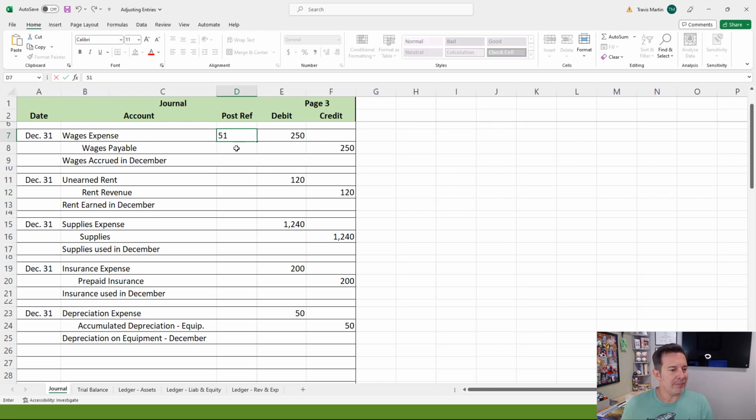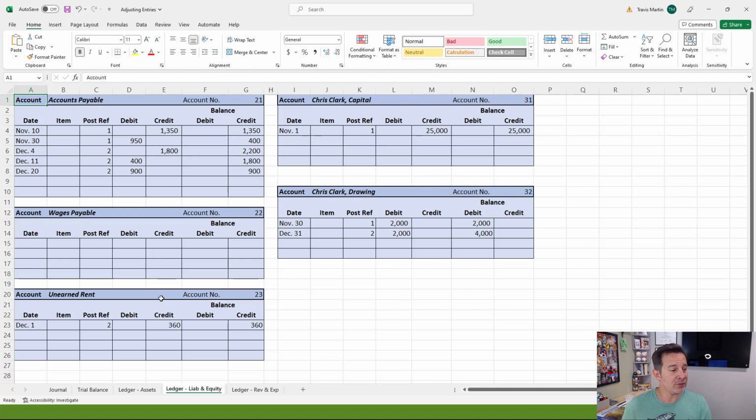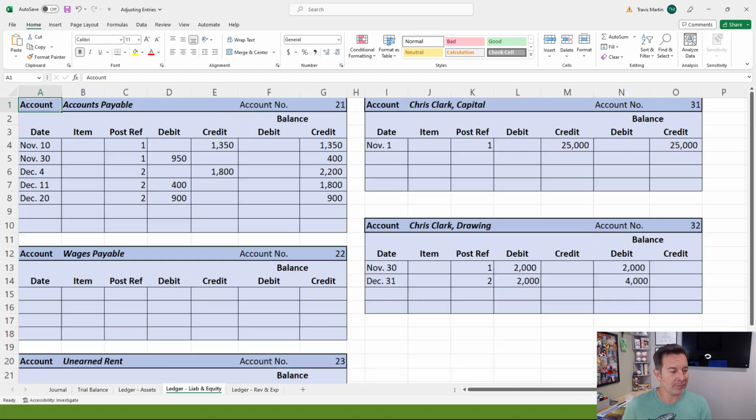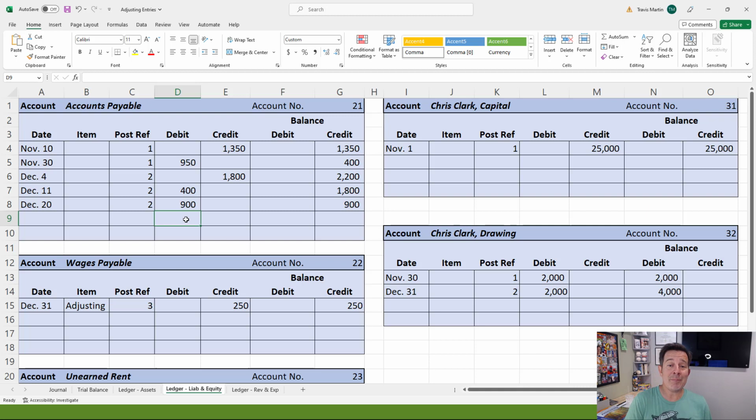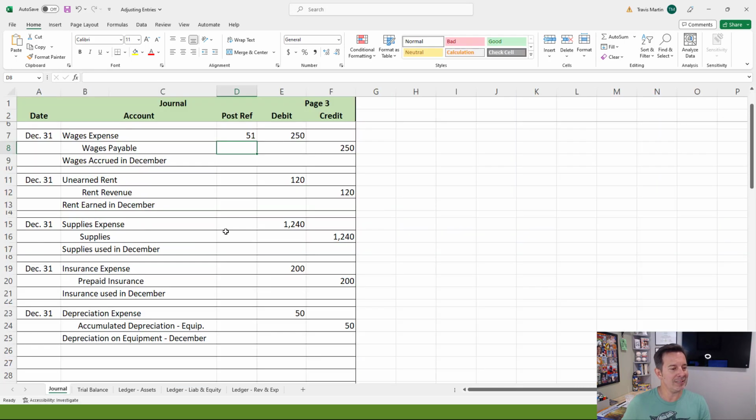And we've posted it. Wages payable is going to go up by $250 according to the entry. So we'll find wages payable and we will add in $250. I spelled that wrong. Is that right? There we go. $250. New balance of $250. Again, I'm copying that credit over exactly as I've written it in the journal. I'm not flipping it. I'm not reversing it. It copies over exactly.